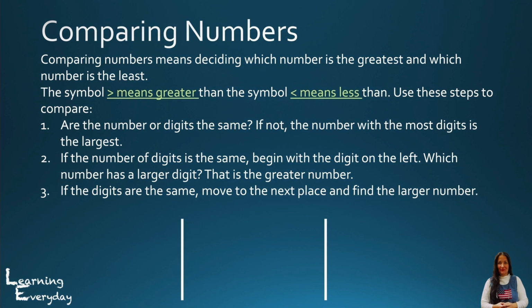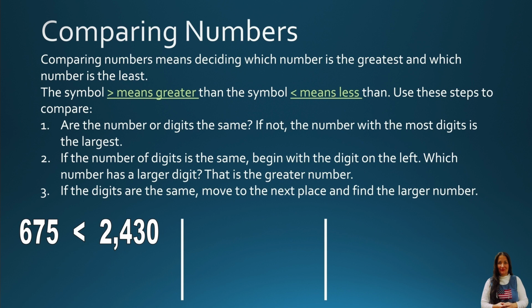Comparing numbers means deciding which number is the greatest and which number is the least. The symbol greater than means greater than. The symbol less than means less than. Use these steps to compare. Number 1. Are the numbers or digits the same? If not, the number with the most digits is the largest.